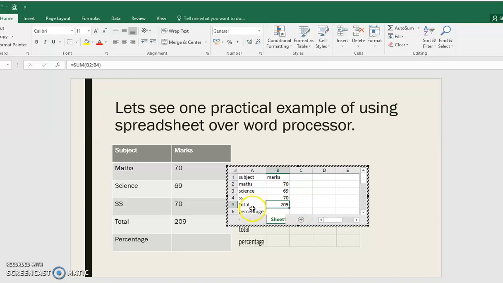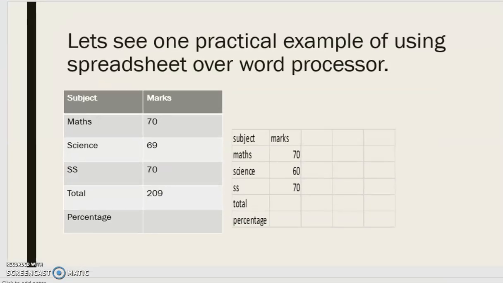Clear all of you with this example? This is the table created in a word processor. This is the table created in a spreadsheet. What is the advantage? Maybe this table is looking good and well formatted, but the actual perspective of our data, calculation and all this will be fulfilled in a spreadsheet only. Okay, now next.